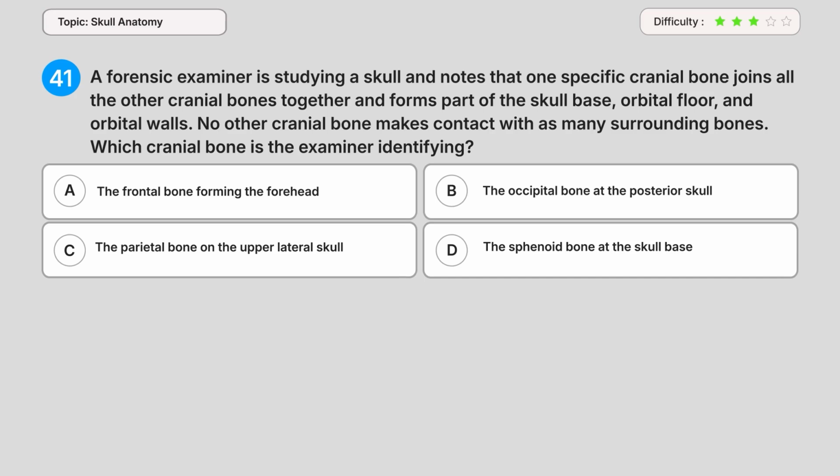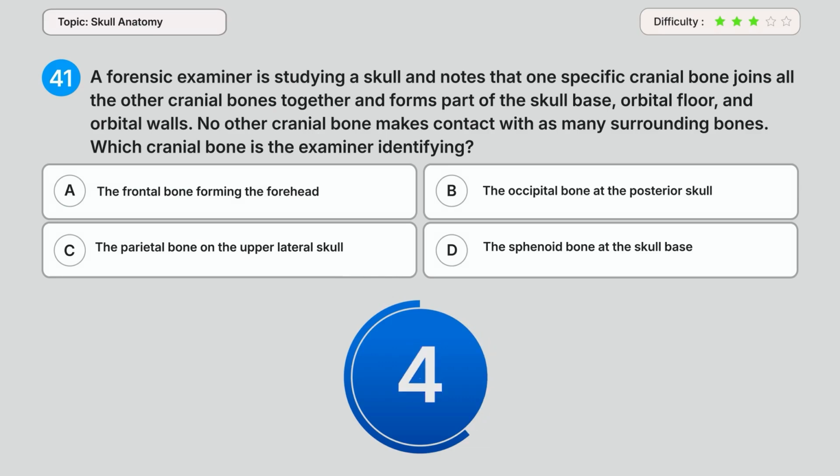A. The frontal bone forming the forehead. B. The occipital bone at the posterior skull. C. The parietal bone on the upper lateral skull. D. The sphenoid bone at the skull base. What do you think is the answer?